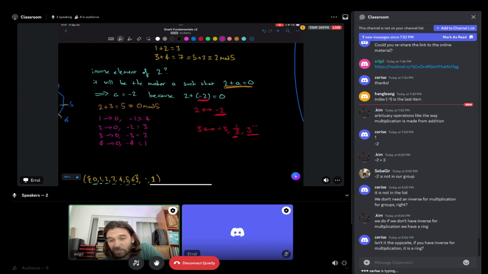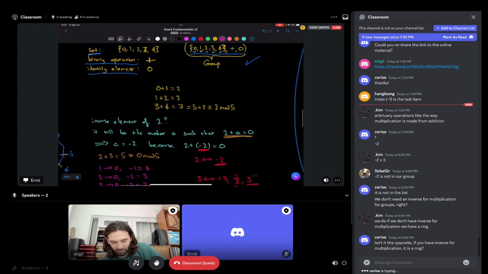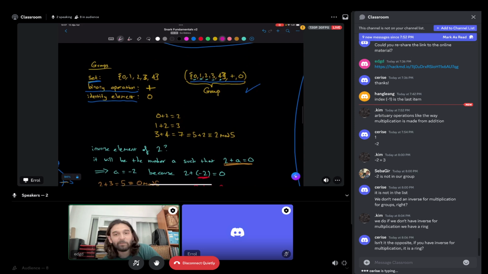Okay, to actually answer your question, if we don't have inverse multiplication, we have a ring. The difference between a group and a ring is, in our group, we have one binary operation and one identity element. In the ring, we're going to have two binary operations, right? Because in a group, we're basically just choosing addition or multiplication or whatever it is. But in a ring, we'll have two operations available.